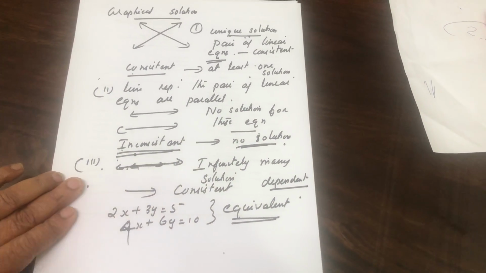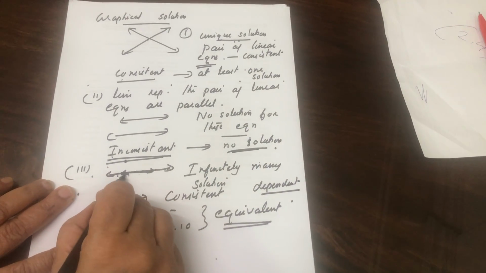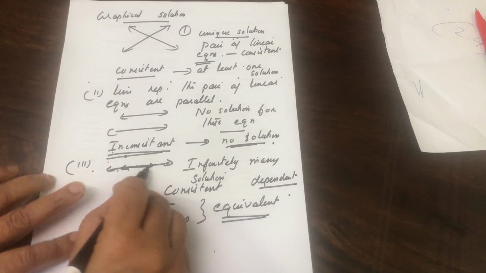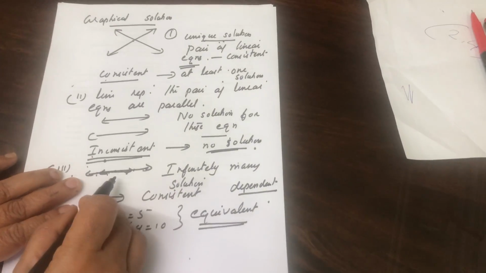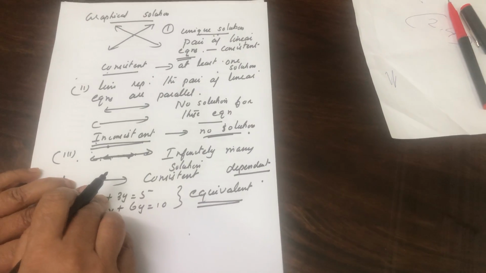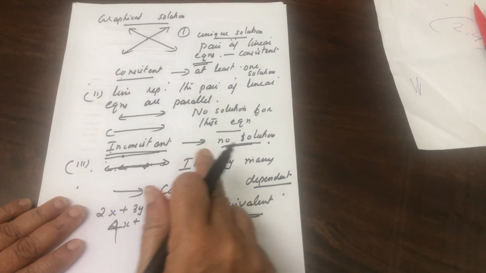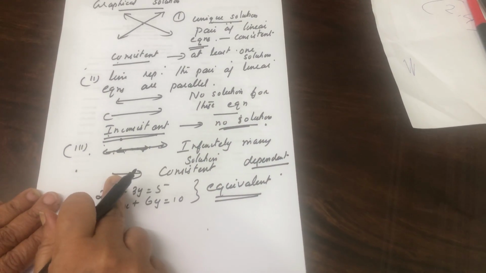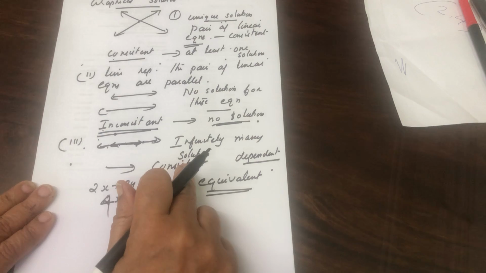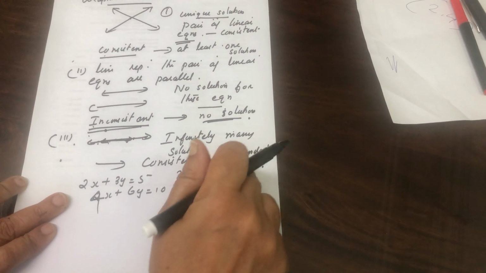Then the third one, the two lines are coincident or overlapping. Therefore, any point on this line will give the solution for the equations. That means this pair of linear equations has infinitely many solutions. Then the pair of linear equations is said to be consistent, and these equations are said to be dependent.